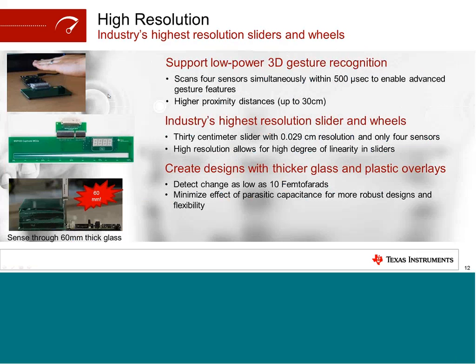How are we able to do things like gesture recognition? It is because we can scan very fast, because we have a hardware-based approach for capacitive sensing. And we also can scan 4 electrodes at the same time. So when you scan 4 electrodes at the same time, you can detect very fast-moving changes with very, very minimal CPU intervention. And that is really what you need when you have a system where you want to do gestures.